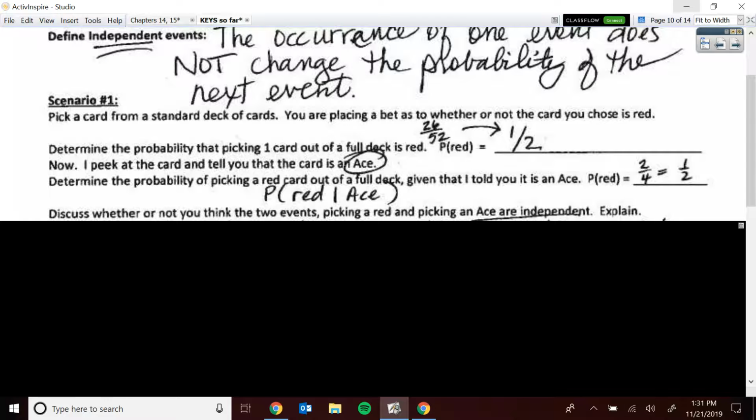If picking a red and picking an ace are independent events, are they independent based on what you know the definition is? Go. Decide and say why.